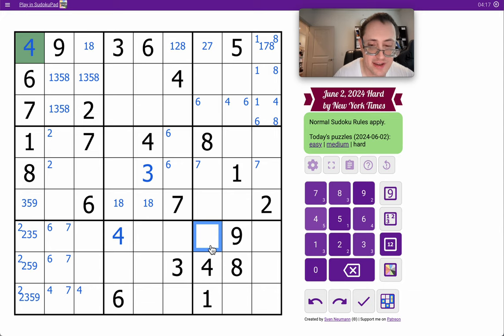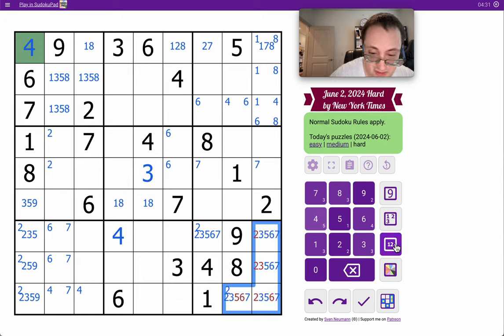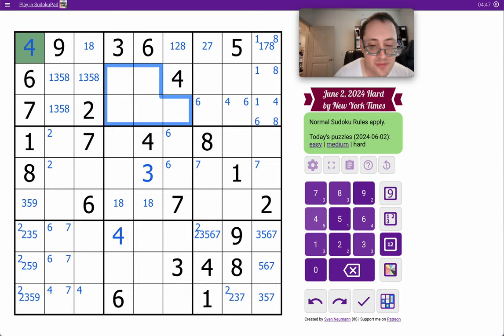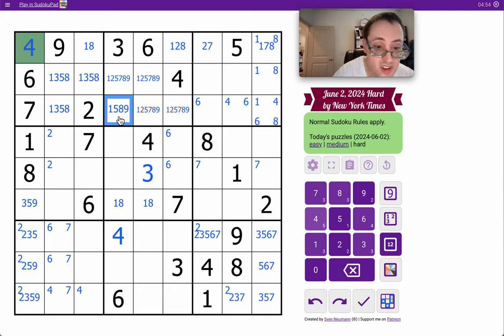This one can't be 1, 4, 8, 9. 2, 3, 5, 6, 7. Well, actually, 2's in one of 2 places in box 9. Absolutely none of those are 2. That's not 3, that's not 6, that's not 5 or 6. I get nothing useful. These aren't 3, 4, or 6. Not 2, 7, not 2, 7. Okay, this is 3/4 of 1589, which I can't do anything else with.